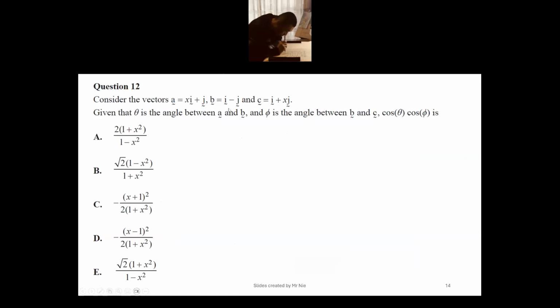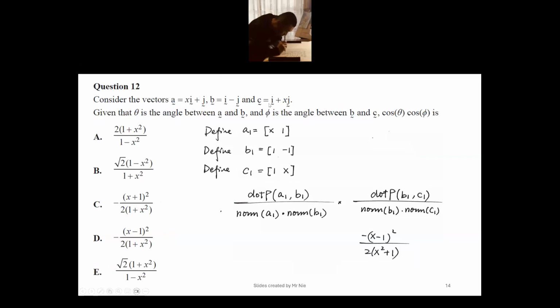Question 12. Notice that you have three vectors in terms of i, j, and k. Theta is the angle between A and B, so you take a dot product between A and B divided by the magnitudes. And phi is the angle between B and C, so you take another dot product between B and C divided by their magnitudes.